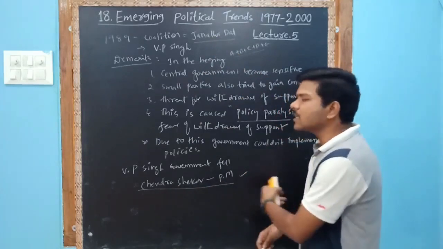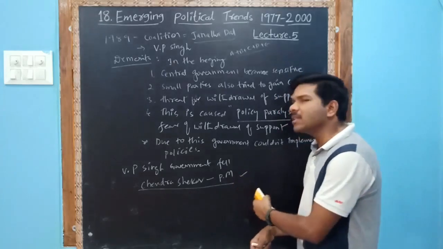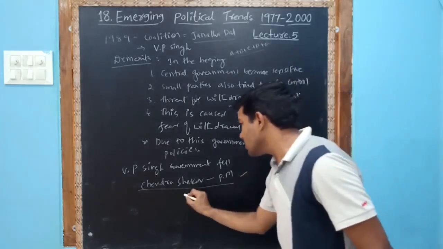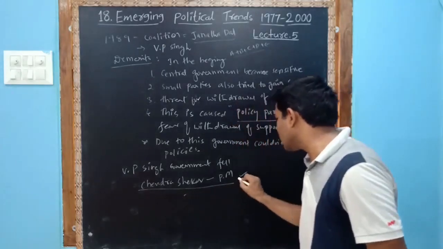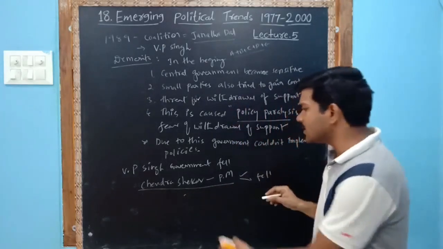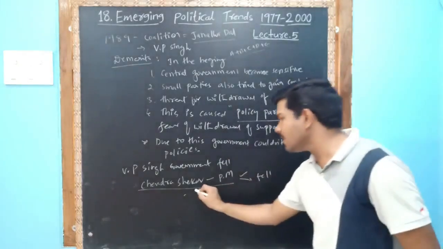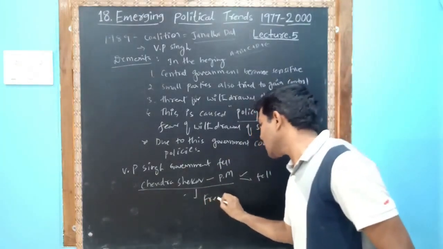Whenever Chandrasekhar became Prime Minister, Congress again withdrew the support. The Chandrasekhar government also fell. It led to fresh elections. Again, what?